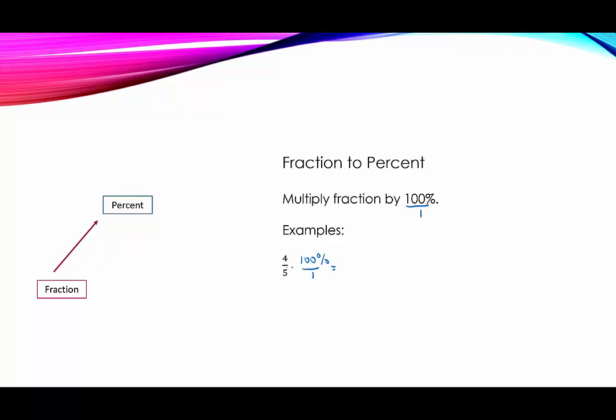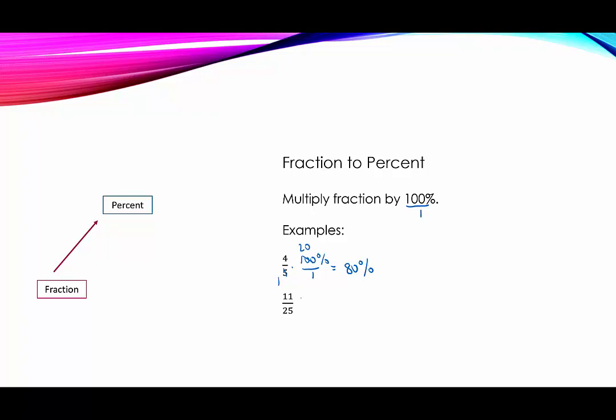I'm going to simplify. 5 goes into itself once. It goes into 100 20 times, so I divided a factor of 5 out of the numerator and the denominator. Now that the denominator is all ones, I'm going to multiply straight across. 4 times 20 is 80, and then 1 over 1 would just be 80%.